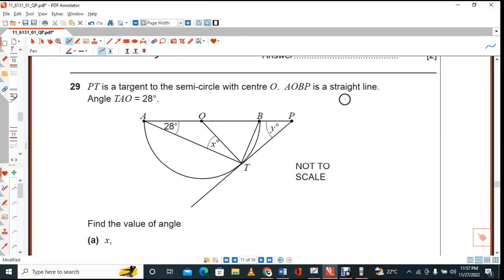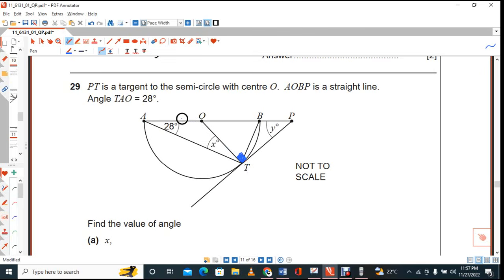PT is a tangent to the semicircle with center O. What do you know? We know that a radius, this line here, and a tangent, where they meet, they make 90 degrees. Very important that you know that. This angle here is 90 degrees.